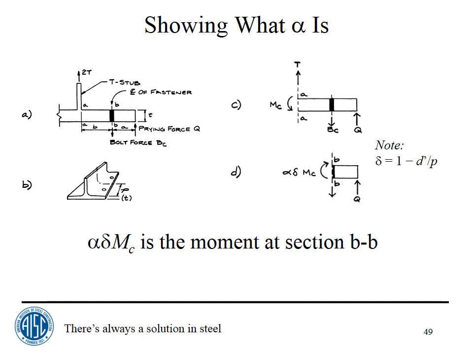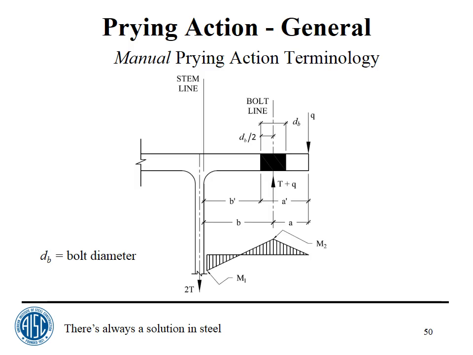This slide just shows you again what alpha is. It's the ratio of the moment at the bolt line here to that at the stem line. It's the moment at BB to the moment at AA, and there's a delta involved in that because we have less tributary length actually at BB than we have at AA. This just shows it again, what M2 and M1 are. I keep saying these backwards. M1 is at the stem line, and M2 is at the bolt line.